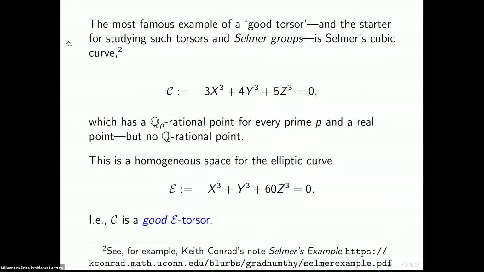There it is. It has a Q_p rational point for every prime p and a real point, but no Q rational point. And it's a homogeneous space for the elliptic curve x cubed plus y cubed plus 60 z cubed equals 0. That is to say, C is a good E-torsor.